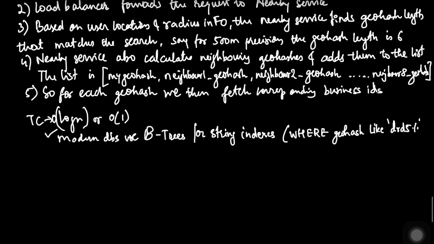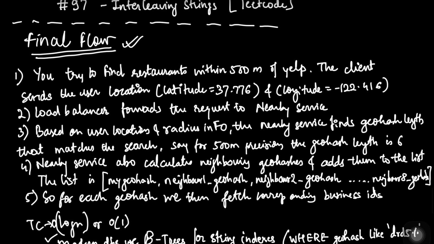Once we are done with that, based on the user location and the radius info, the nearby service finds the geohash length that matches the search. For example, he is asking for 500 meters, which means we will need a geohash length of 6, because as I told you, if we increase the length of the geohash, it becomes more precise, as we saw in the visualization portal, where as soon as we increased the length of the geohash, we were able to deep dive into the geographic map.